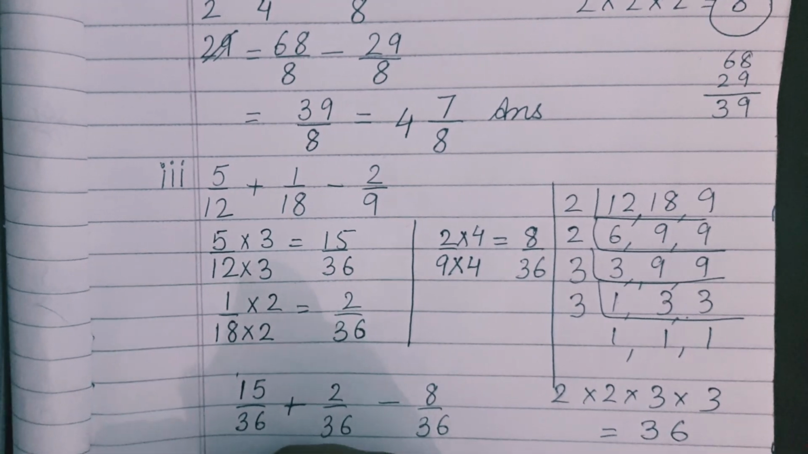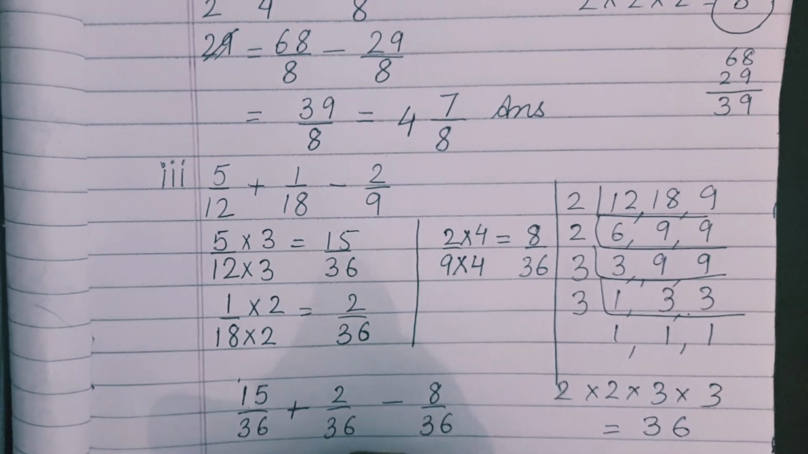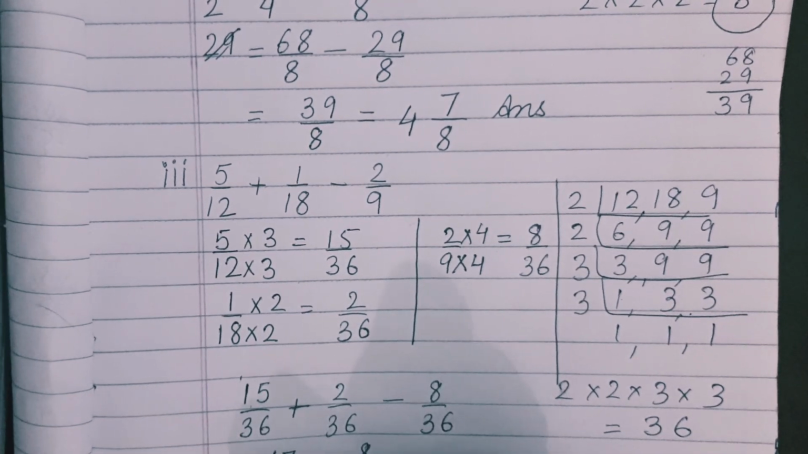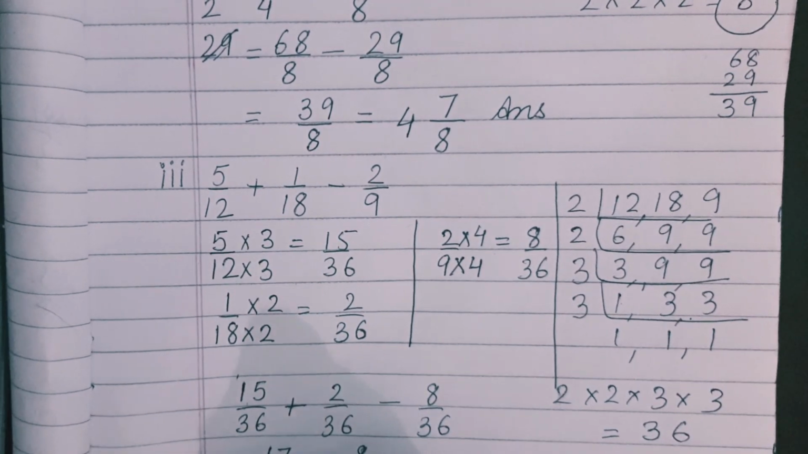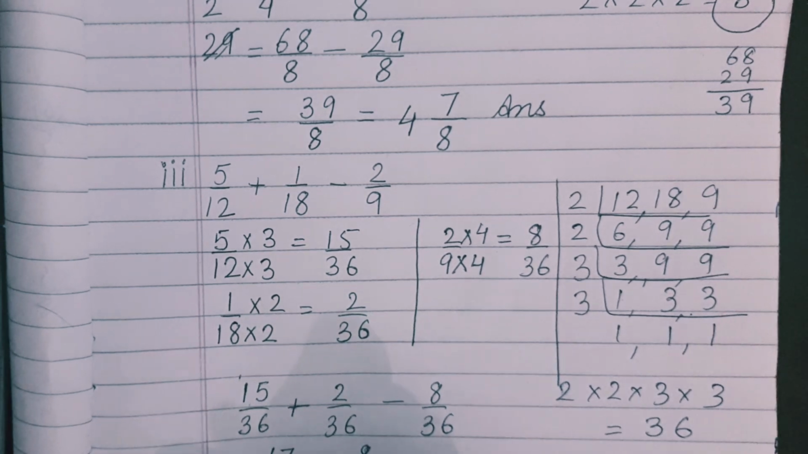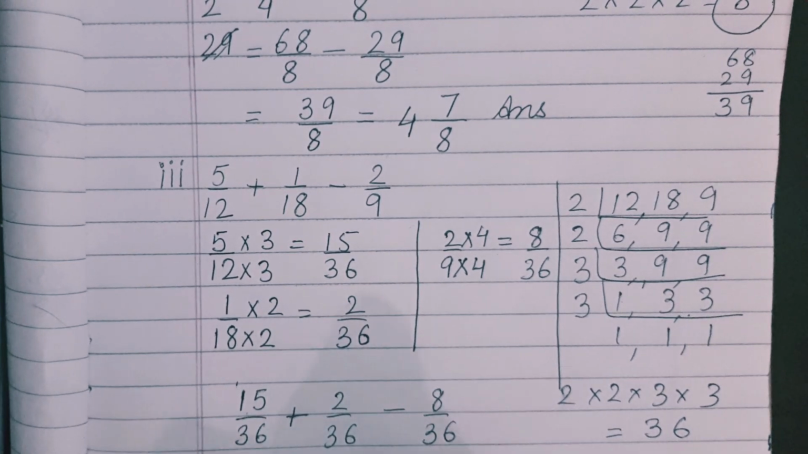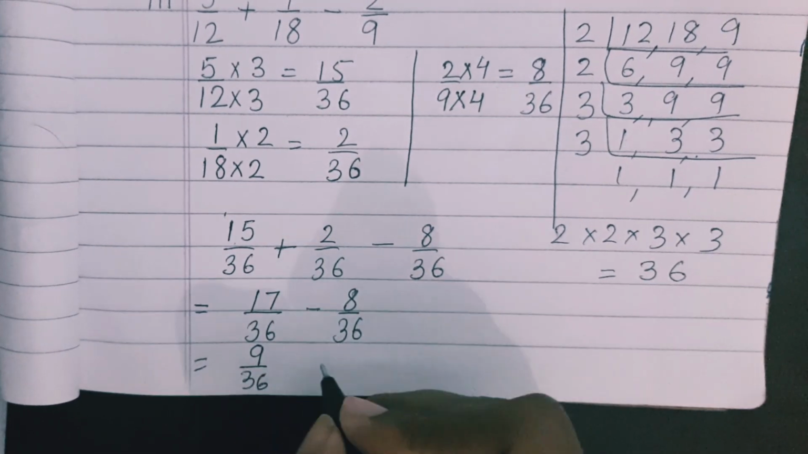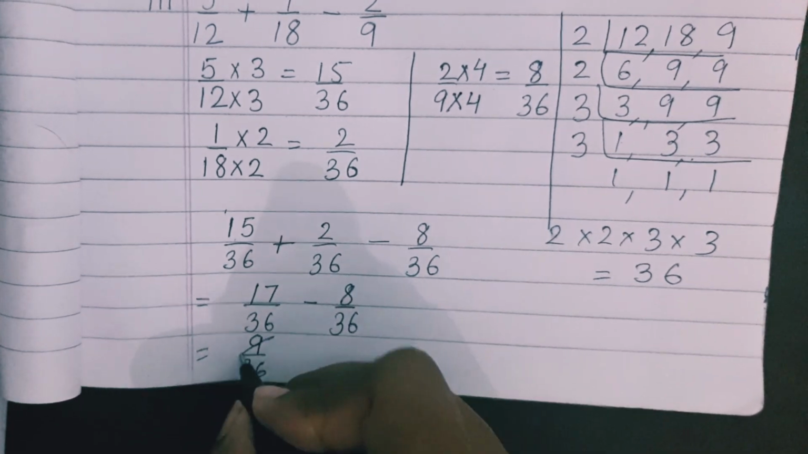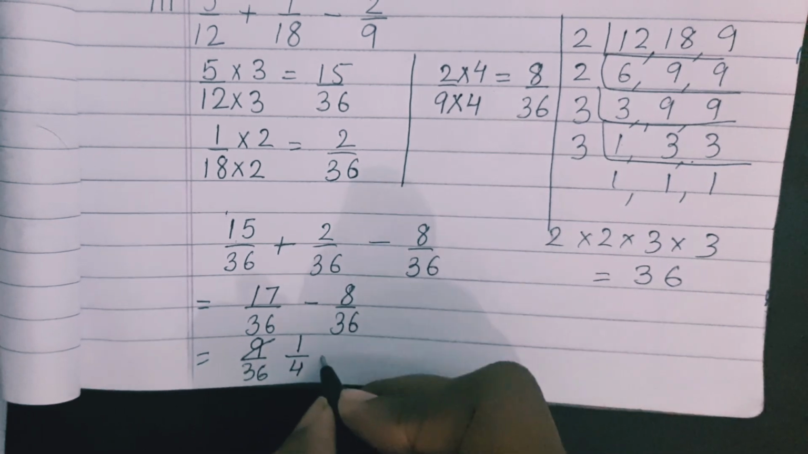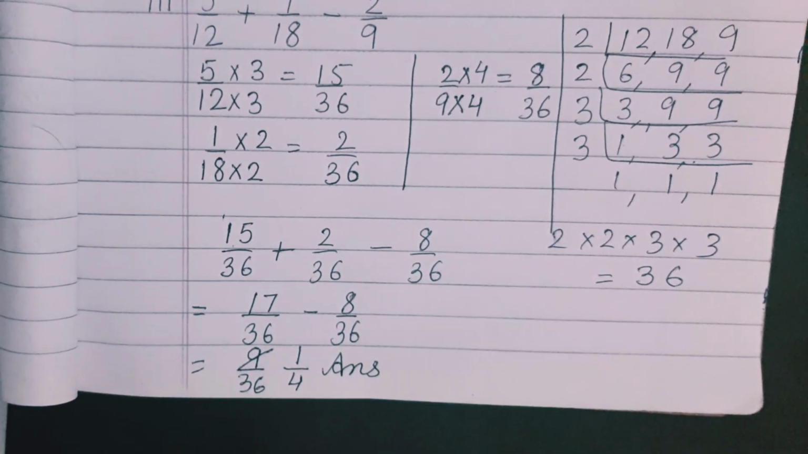According to DMAS, first we will add, so it will come 17 upon 36 minus 8 upon 36. So now you will subtract it, it will come 9 upon 36. Now this you can reduce also, 9 1s are 9 and 9 4s are 36. So answer will be 1 upon 4.